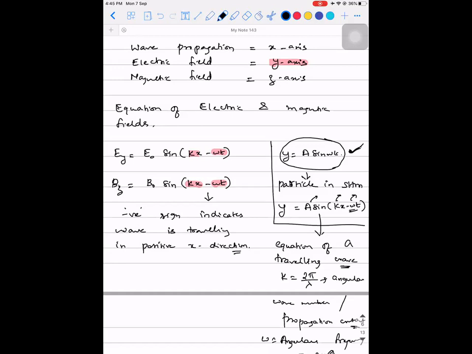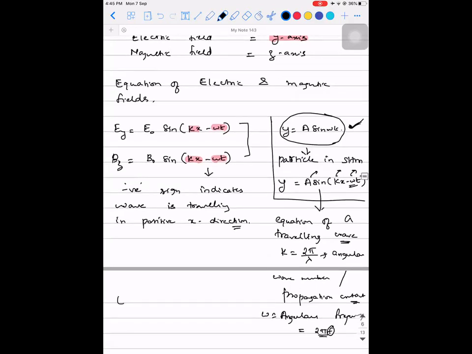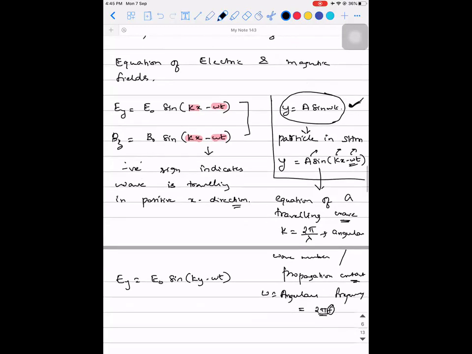Okay, make a note of this. You might get problems based on these equations also. What they will do is they'll just give you some expressions. Suppose they give you Ey is equal to, let me create something, E naught sine of ky minus omega t.